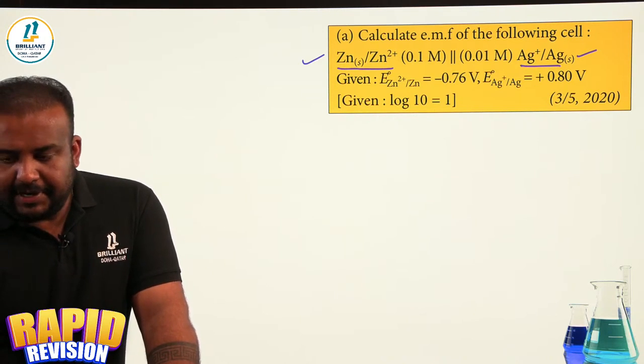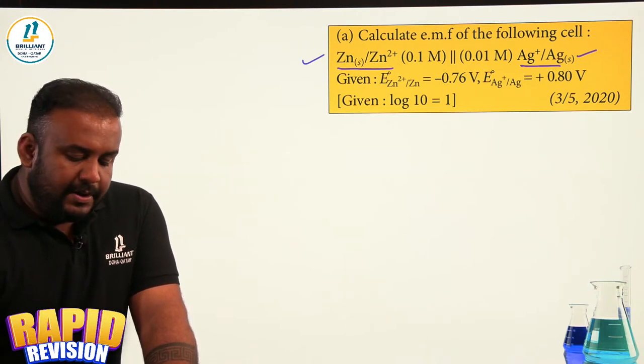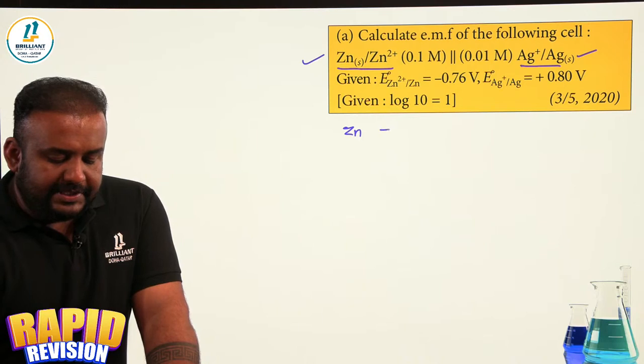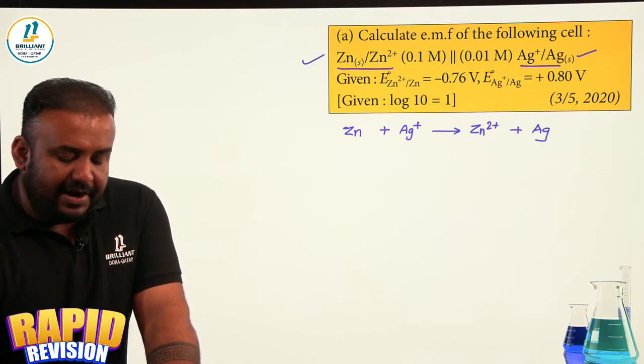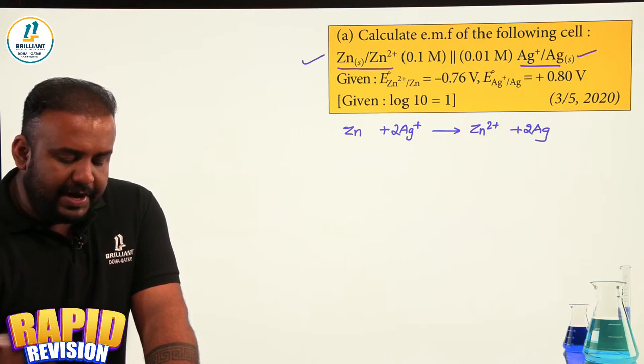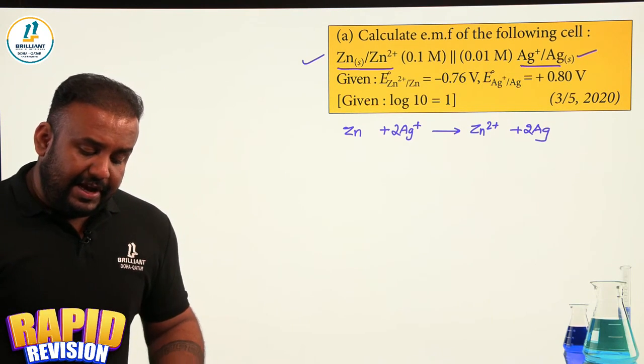In case the order is given, you have to write it in that order. So Zn is the anode. So Zn plus Ag+ gives Zn2+ plus Ag. This will be the cell reaction, and you need to balance the charges also. Zn plus 2Ag+ gives Zn2+ plus 2Ag. This will be the complete overall reaction for this cell. Now what did they ask?